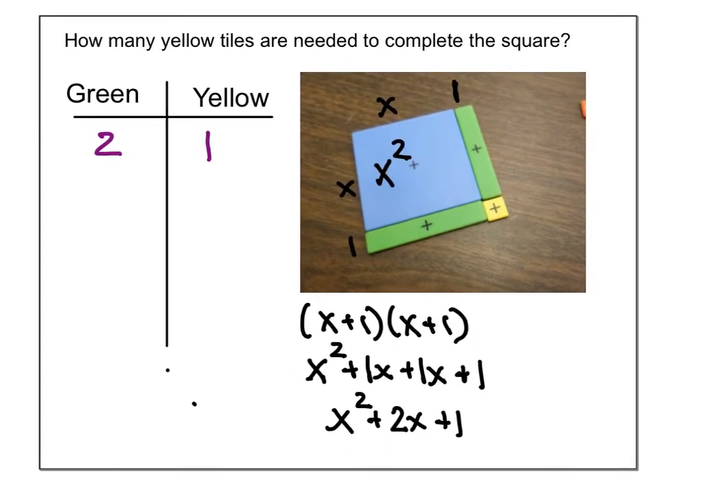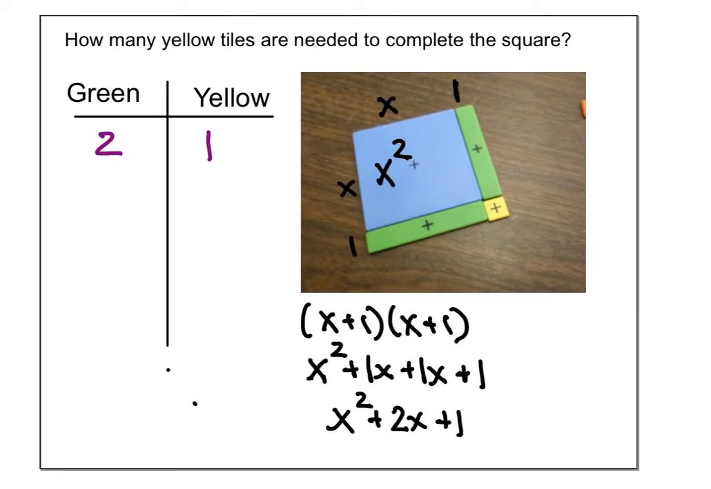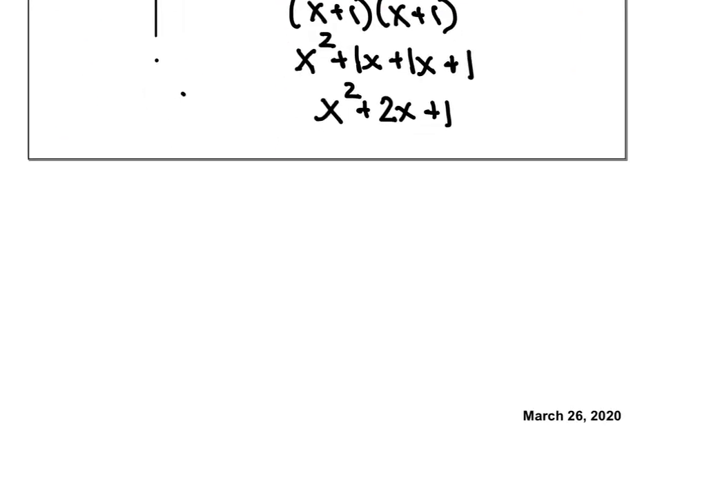To understand completing the square, we're just going to take a couple of minutes on a little investigation here. If you look, you can see I have a square right here. I think of it as the area model for two binomials. So I've got an x plus 1 times an x plus 1, binomial times a binomial. The x times x is x squared, and so on. And the question I'm going to ask for you is how many yellow tiles are needed to complete this square. So to make a square out of this, one yellow tile was needed. So you can see on my chart, we had 2 green tiles, 1 yellow tile.